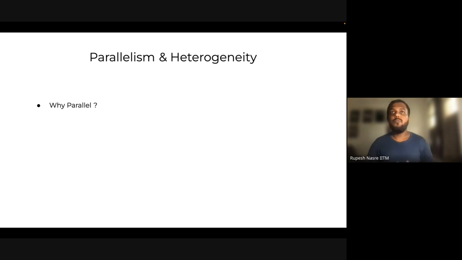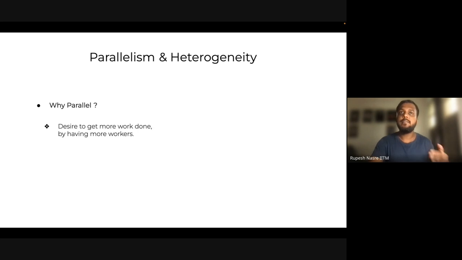In current times, we want our work to be done faster and faster, and we want to do much more work in the time. So why parallel? We have a desire to get more work done. For that, either our single system should be powerful, or we should have more workers. Since we are talking in respect of parallelism, we are going ahead with more workers.